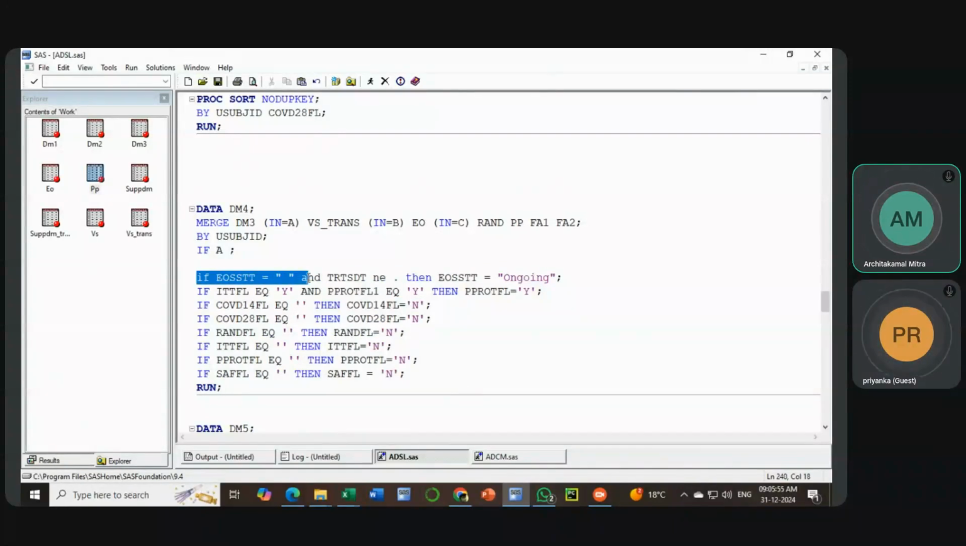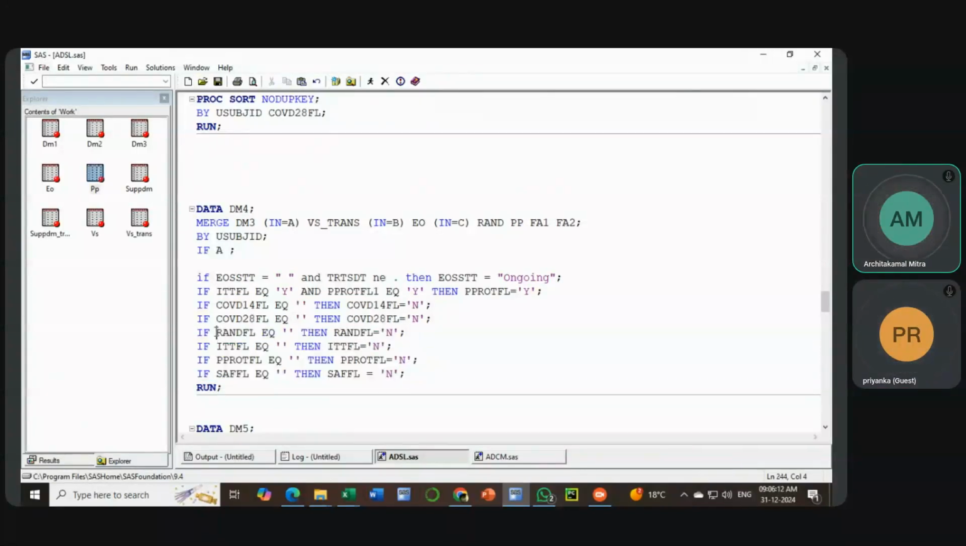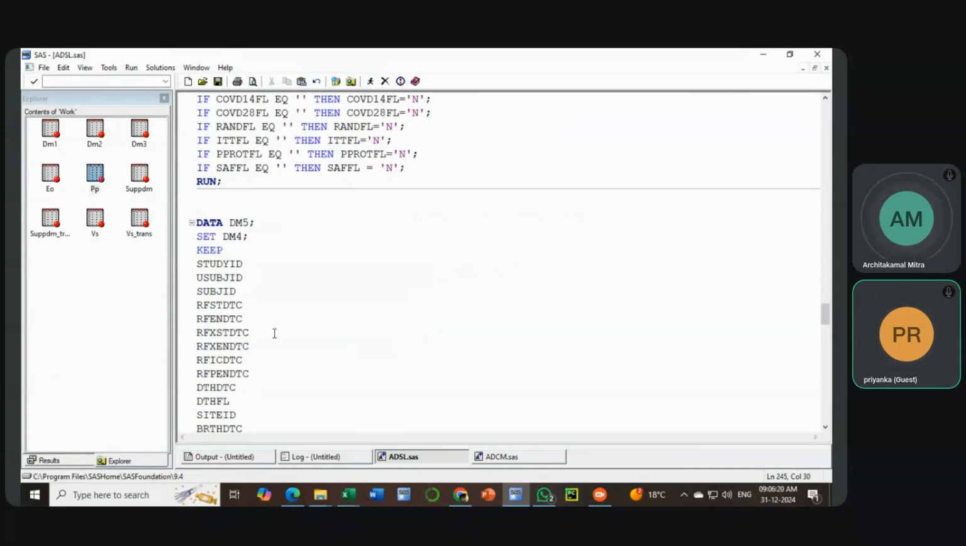If AOSTT equals to null and TRSTT not equal to null, then this is ongoing. This is for PFL. If COVID-19 and then COVID-FL flag is no, then we have. If randfl equal to, then randfl equal to no. These I didn't think would have been required. If randfl equal to null, then randfl, we could have handled it separately as well, because this is for just one. If randfl equal to no, then randfl equal to N. If ITTFL equal to null, then ITTFL equals to N, like that. And then we have the ADSL complete.